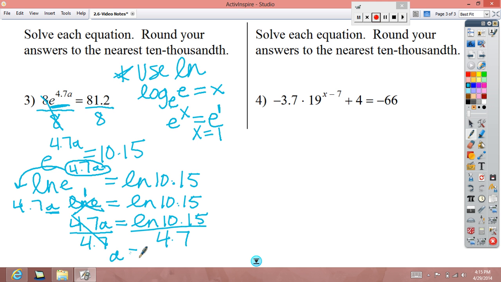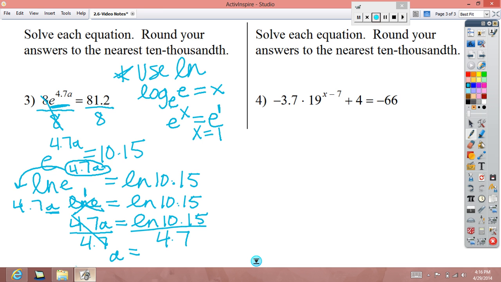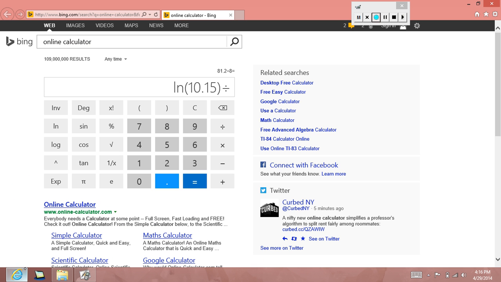And that should get me my a. So ln of 10.15 divided by 4.7. ln of 10.15 divided by 4.7.